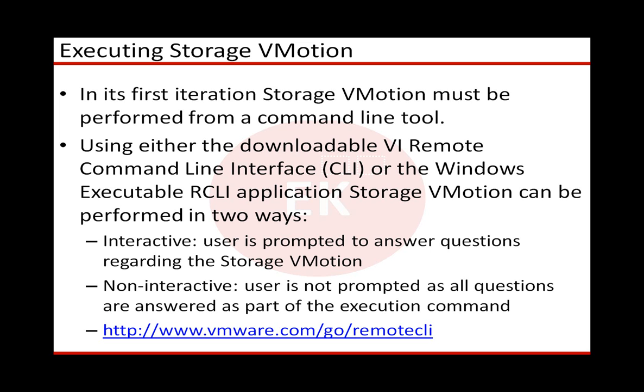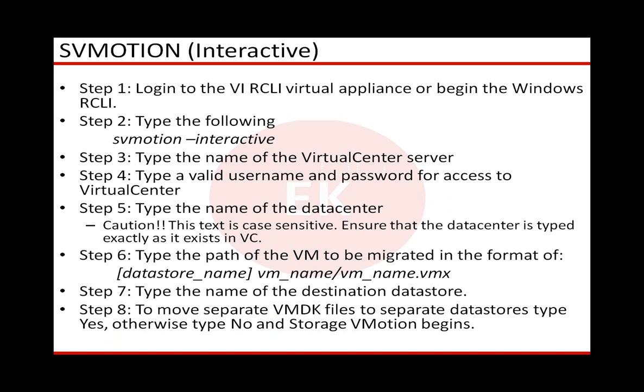Now, once that's installed, you have two options for running storage vMotion. You can do interactive, where the user is prompted to answer questions, and we'll go through that. And then you have non-interactive, where you pass all the parameters you want in one shot, hit enter, and boom, it performs everything you need in one shot. Here are the steps you need to do in order to perform storage vMotion from a remote command line or a virtual appliance.